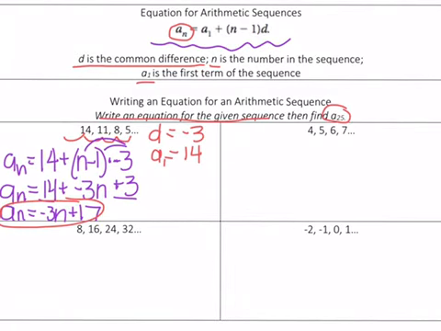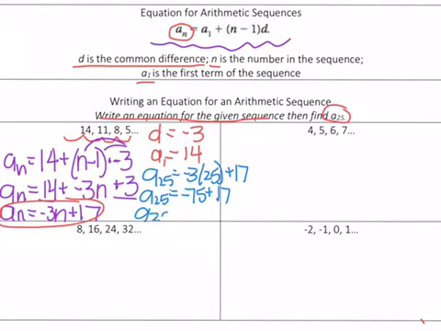Now we have to find a_25. So we just plug in 25 into our n spot. So a of the 25th term is -3 times 25 plus 17, okay? So when we find that 25th term, it becomes -75 plus 17. And then when we go ahead and do that, the 25th term is -58, and that's our answer.